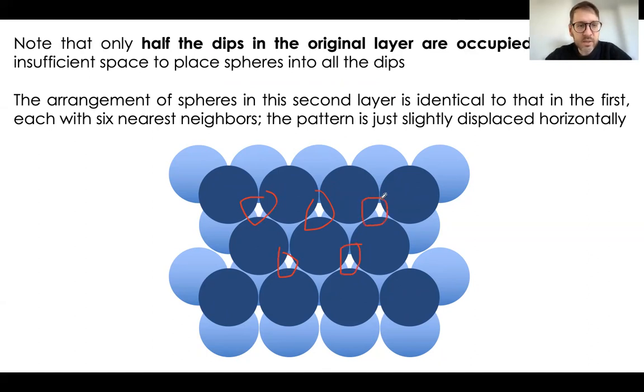So in this case, the arrangement of the spheres in the second layer is identical to that in the first, each sphere with 6 nearest neighbors. And the only difference is that the pattern is slightly displaced horizontally, so that the second layer sits on half of the dips formed in the first layer.